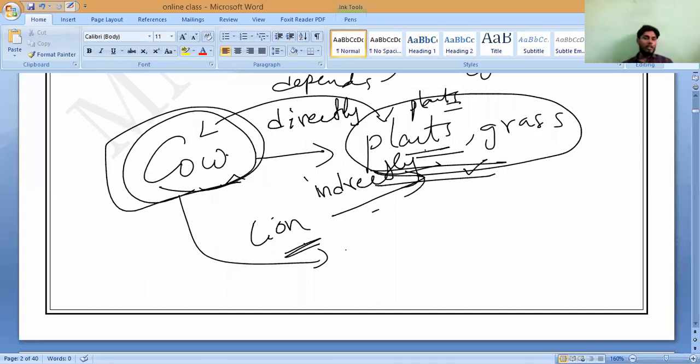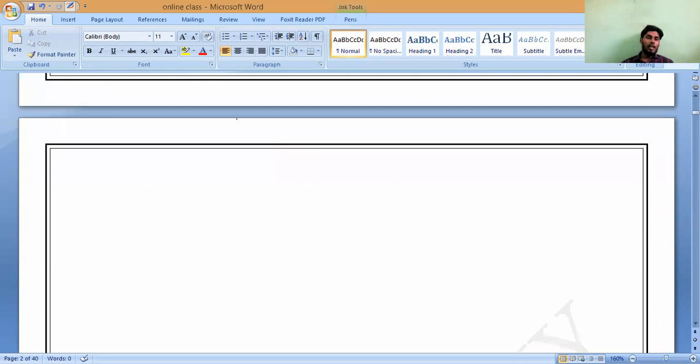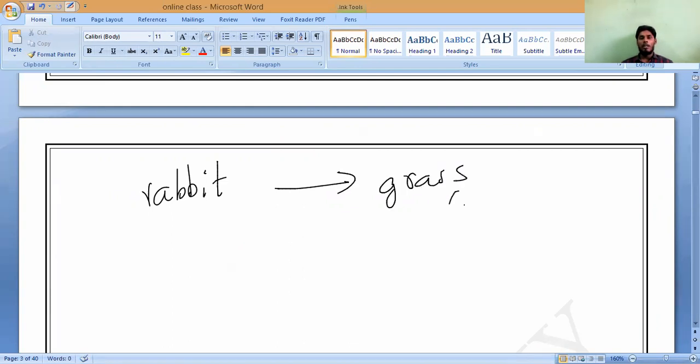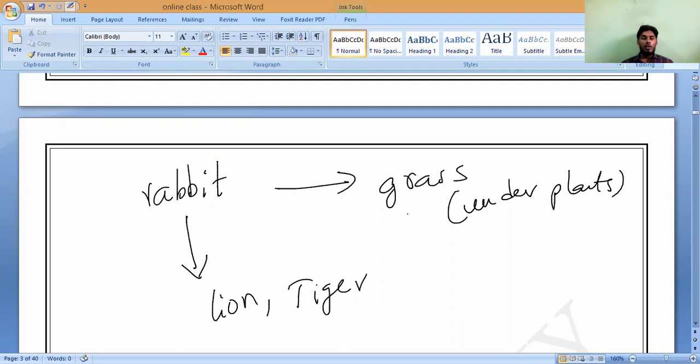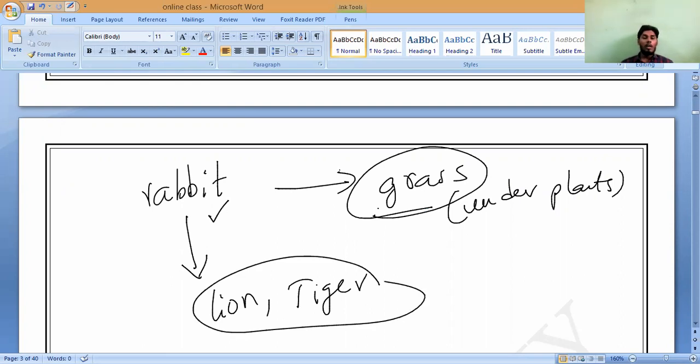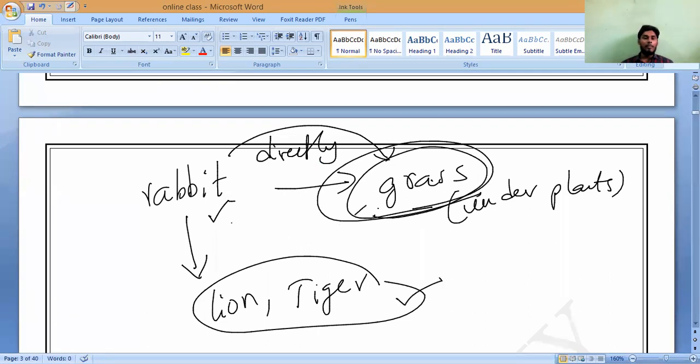Suppose you take, for example, a rabbit. What will a rabbit eat? Grass. Correct or not? Grass is under plants only. The rabbit is eaten by everybody, like lion, tiger, and so on. They will never eat the grass or plants; they will eat the rabbit. So the rabbit directly depends on grass or plants, but the lion and tiger indirectly depend on grass.